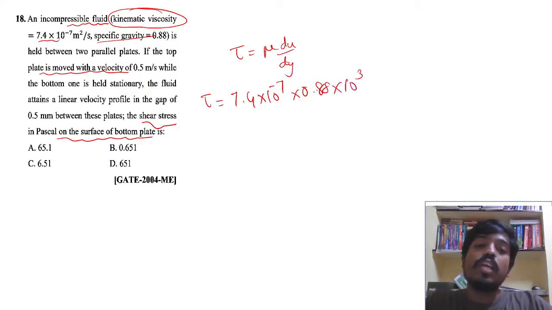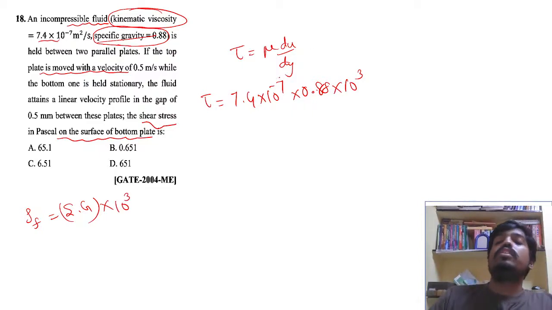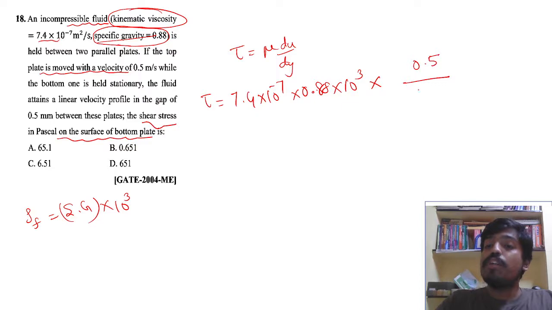1000. How does this 1000 come? Because there is specific gravity. Density of any fluid is equal to specific gravity into 10 to the power of 3, the density of water actually. Into what is the velocity? 0.5 into the power of minus 3. Both get cancelled. This becomes plus now. Down it is minus 3, going up it is plus 3. This 3 gets cancelled with the 10 to the power of minus 1.